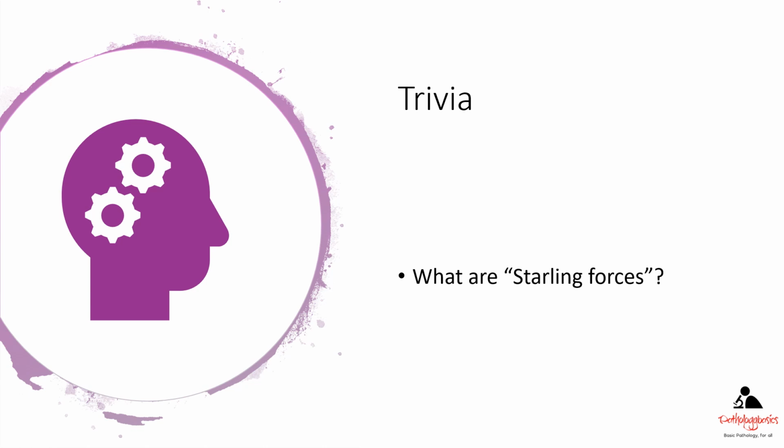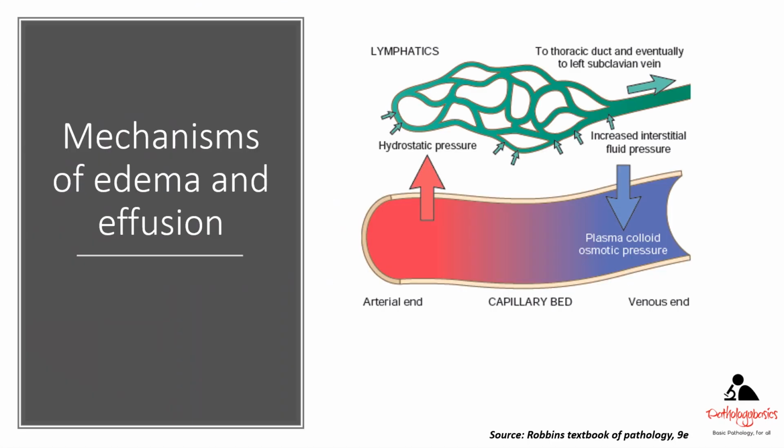Next question was, what are the Starling forces? Now you know that when I taught you about mechanisms of edema and effusion, there are two forces that act to maintain the balance of fluid in the intravascular and the extravascular compartment. They are the hydrostatic pressure, which pushes the fluid out of the blood vessels, and plasma colloid oncotic pressure, which acts in the opposite manner.